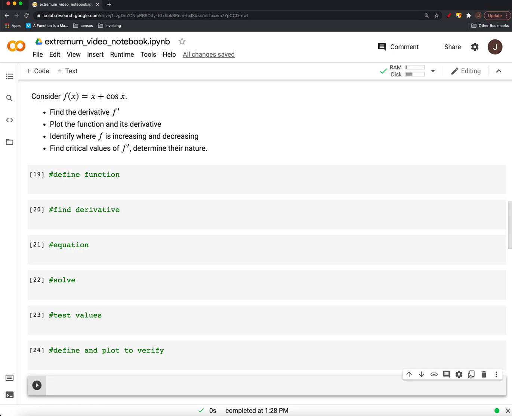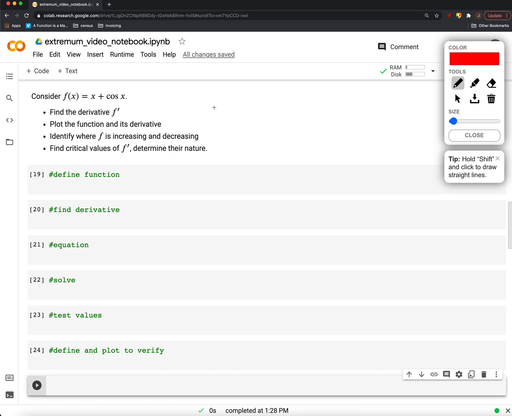So same problem as our previous one. Now our function involves a trigonometric element instead. Main difference. Okay, so let's do the same thing. We'll try and figure it out by hand, and then we will verify that using the computer.